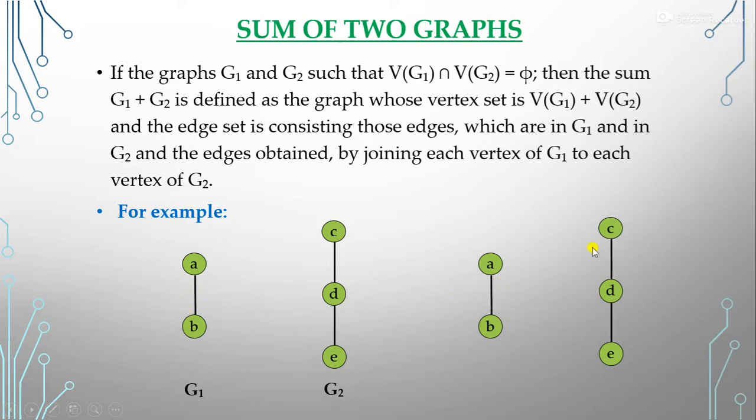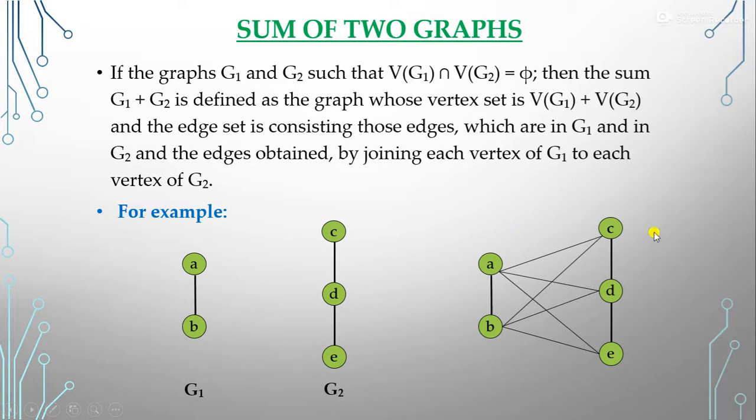So first of all, we have to take all the edges which are in G1 and G2. After that, according to the definition, we have to join each vertex of G1 to each vertex of G2. We have to take those edges. So now, if here the edge A is connected to each vertex of G2, these edges are also included in our G1 plus G2, and from B all edges which are connected to all the vertices C, D, E.